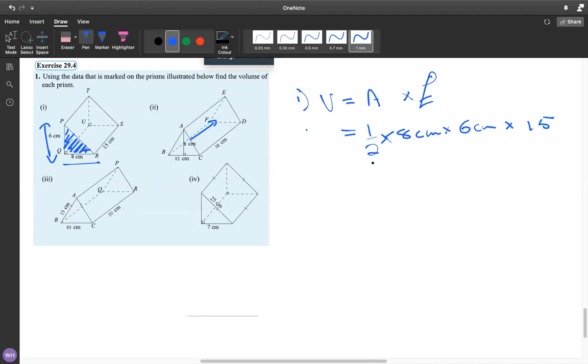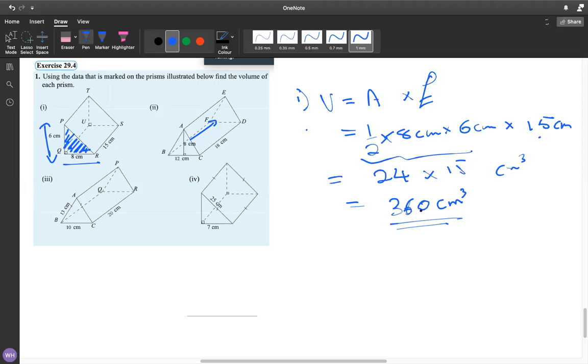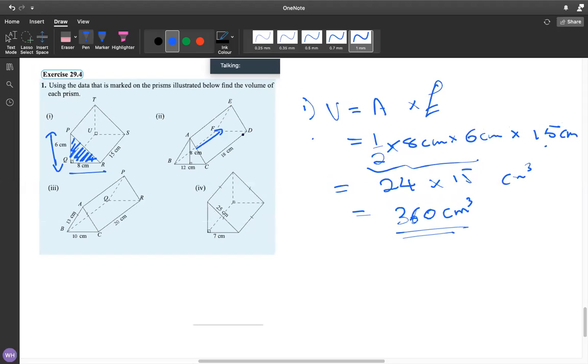So this is the area and this is the length in centimeters. So you can simplify it. For here, you can simplify 4 and 4 times 6 is 24, times 15, and altogether the unit will be in cubic centimeters. So 24 into 15 will be the answer, 360 cubic centimeters. Can you understand the thing?